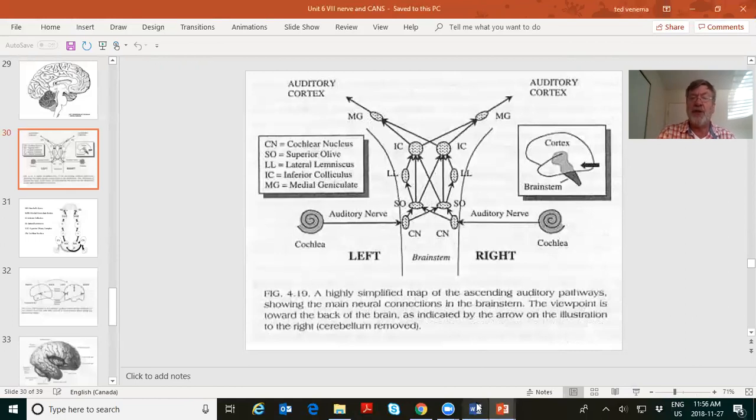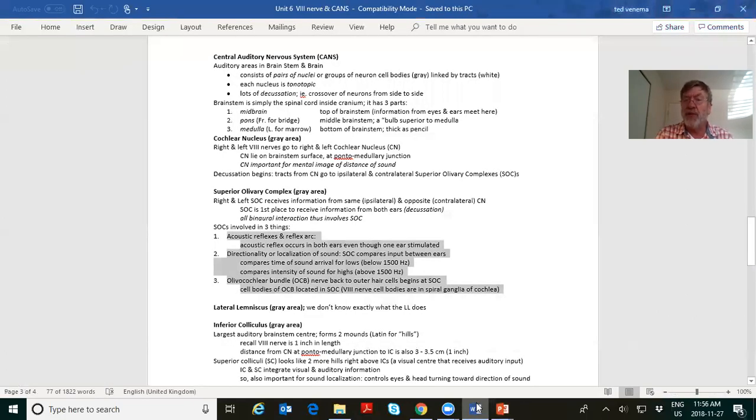And the third thing that the SOCs are involved in, the cell bodies of the olivocochlear bundle are located there. The olivocochlear bundle nerve back to the outer hair cells begins at the superior olivary complex. The cell bodies of the OCB are located in the superior olivary complex. And then it says in parentheses there, the eighth nerve cell bodies are located in the spiral ganglia of the cochlea.